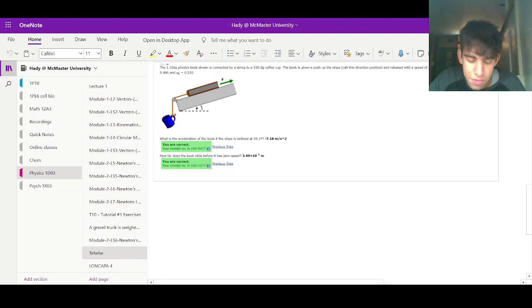Okay, LONCAPA 4. Let's do it. So this is a bit of a tricky question, just even understanding how we're going to go about it. So let's draw our free body diagrams first.